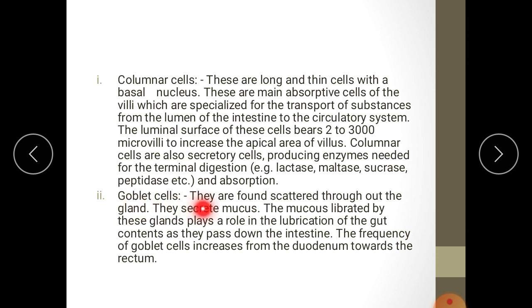So goblet cells are found scattered throughout the gland. They secrete mucus. The mucus liberated by these glands plays a role in the lubrication of the gut contents as they pass down the intestine. The frequency of goblet cells increases from the duodenum towards the rectum. So the goblet cells are more towards the rectum because the undigested food material has to be moved to the exterior. To ease that process, they are rich in goblet cells.